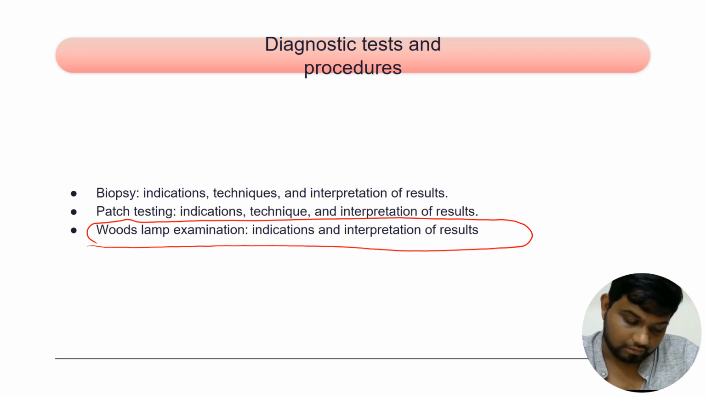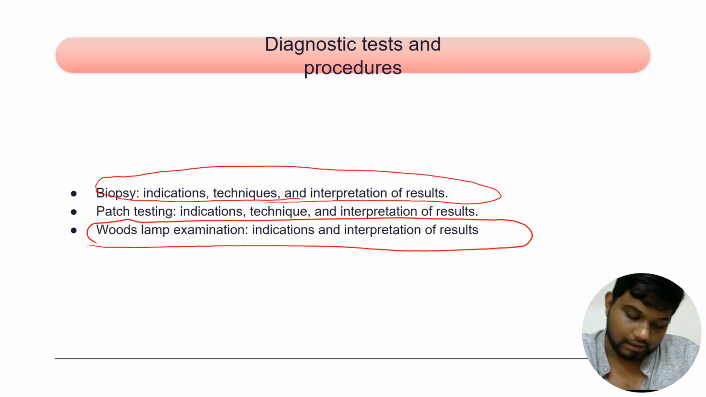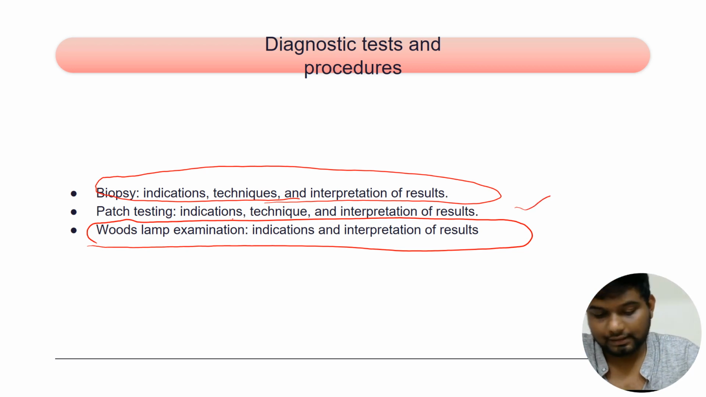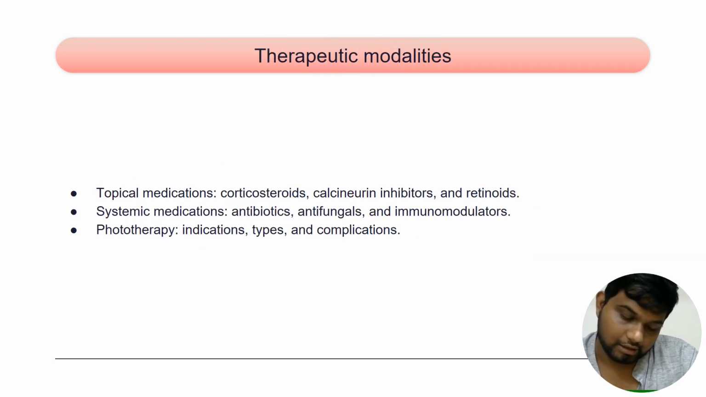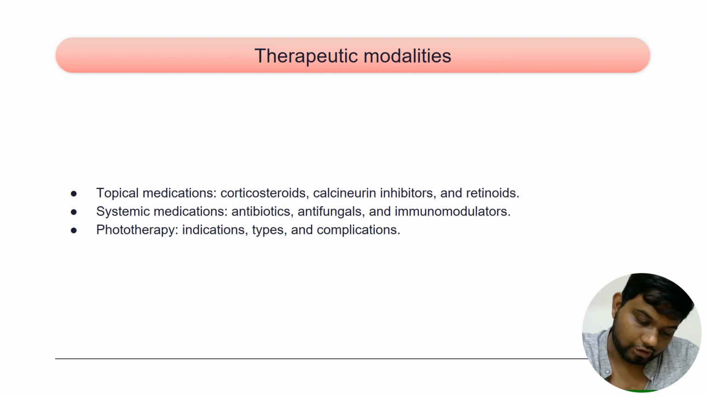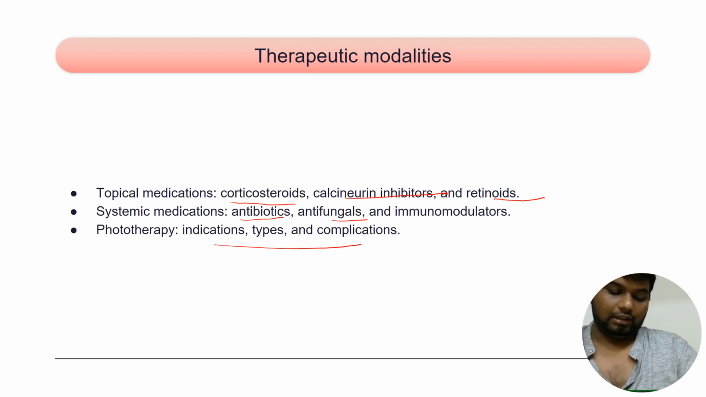And apart from that, you have biopsy indications, techniques, and interpretation of results for skin biopsy. And you have patch testing, where you see the indication, technique, and interpretation of results. So these are the areas where you focus on diagnosis in dermatology. And then you have the therapeutic modalities. Speaking about therapeutic modalities, you have corticosteroids, calcineurin inhibitors, and retinoids in the case of topical ones, and systemic ones such as antibiotics, antifungals, and immunomodulators. And phototherapy: what are the indications, types, and complications.